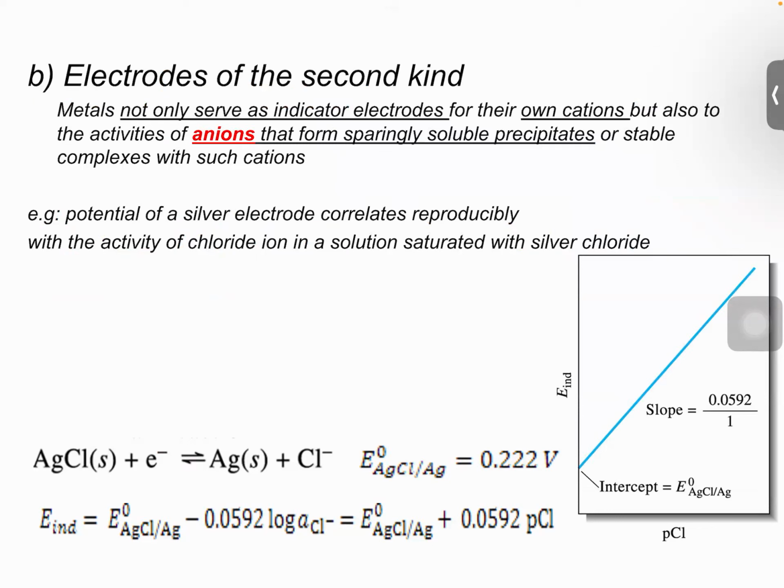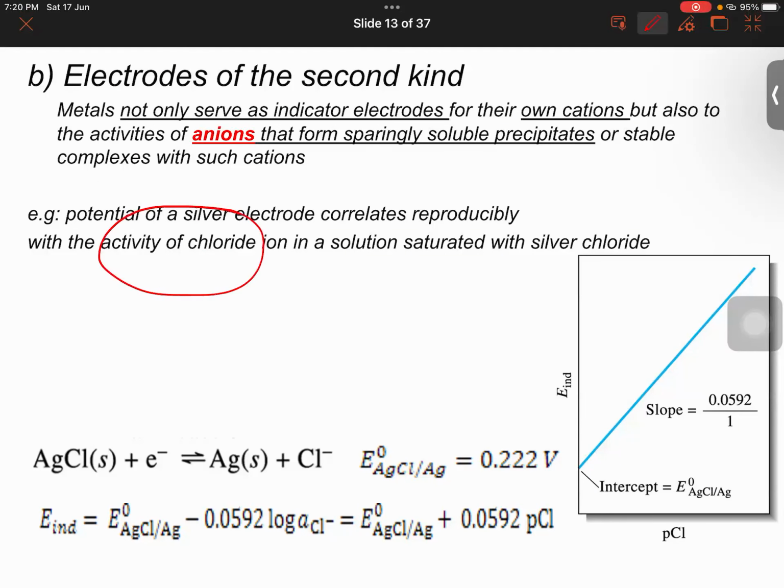The second type of electrode, okay, we can use, for example, AgCl, but also the activity of sparingly soluble precipitates. Okay. In this case, we are using silver electrodes. Okay, that correlates to the activity of chlorides in a solution saturated with silver chlorides. So you can see that we are using AgCl, okay, as the indicator electrodes.